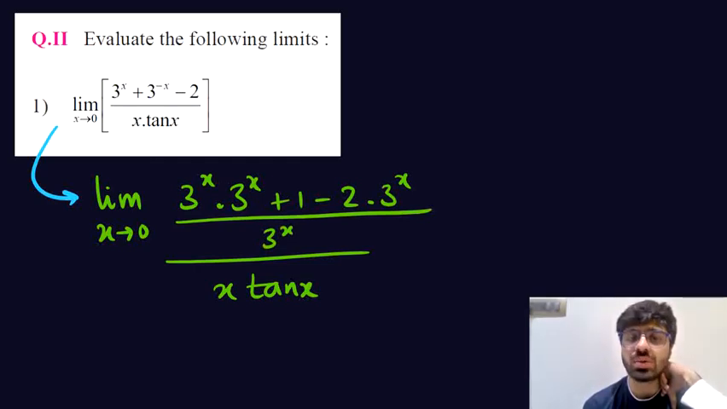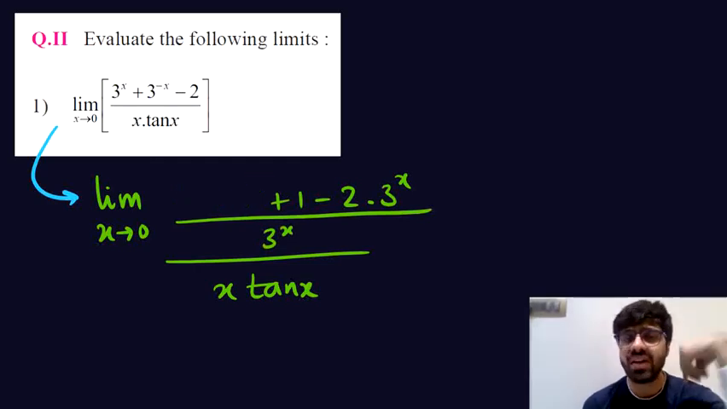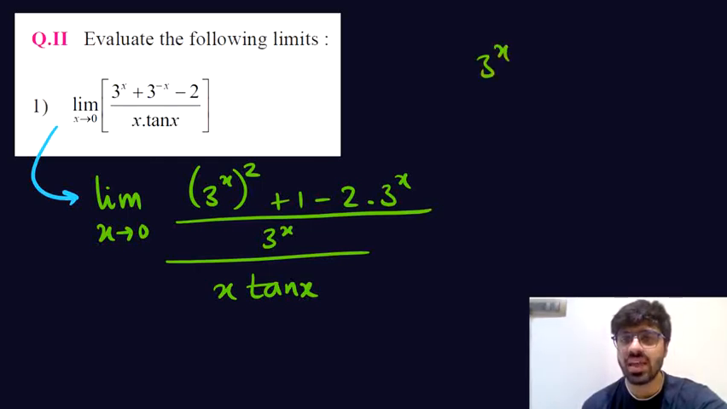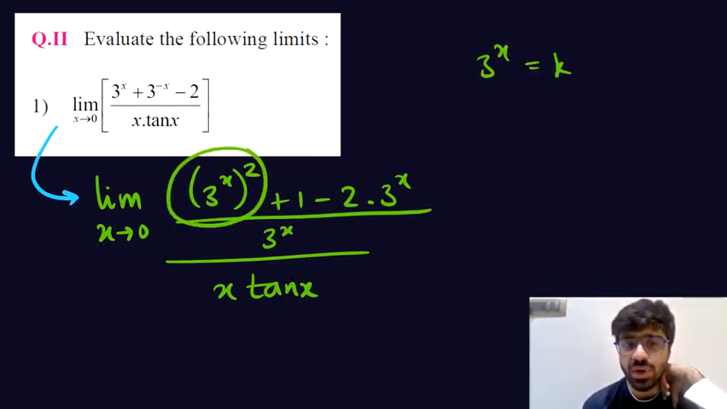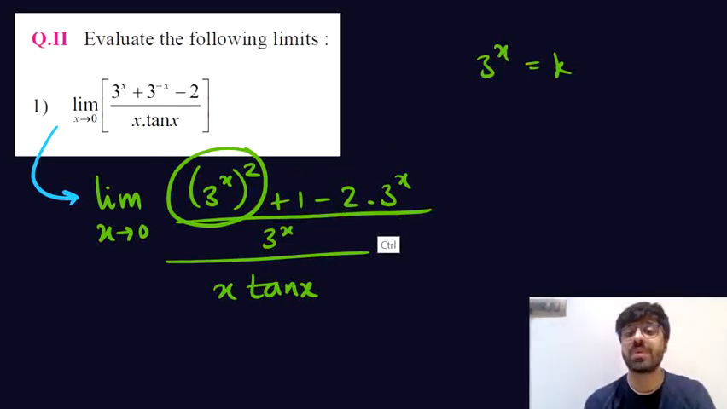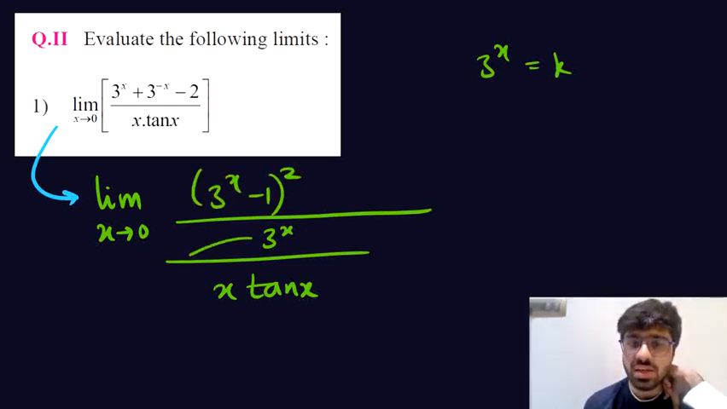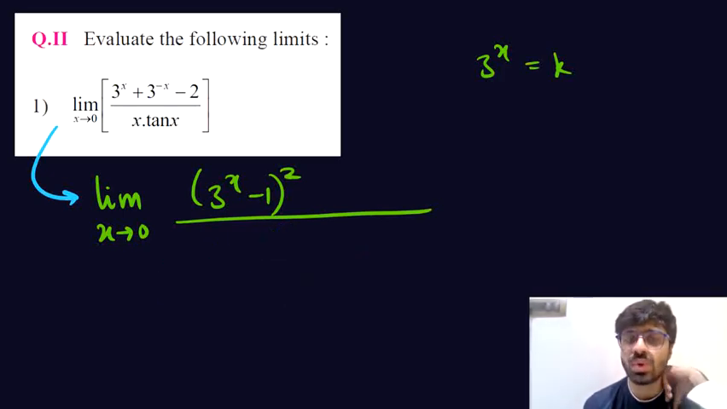Now 3 power x into 3 power x, k into k is k square. So 3 power x into 3 power x will be the square of 3 power x. We have, think of 3 power x as k, okay. We have k square minus 2k plus 1, and that forms the expansion of k minus 1 the whole square. So the numerator is k minus 1 the whole square. That is 3 power x minus 1 the whole square. Take that 3 power x in the denominator only, and let's write that entire expression in only 2 lines.